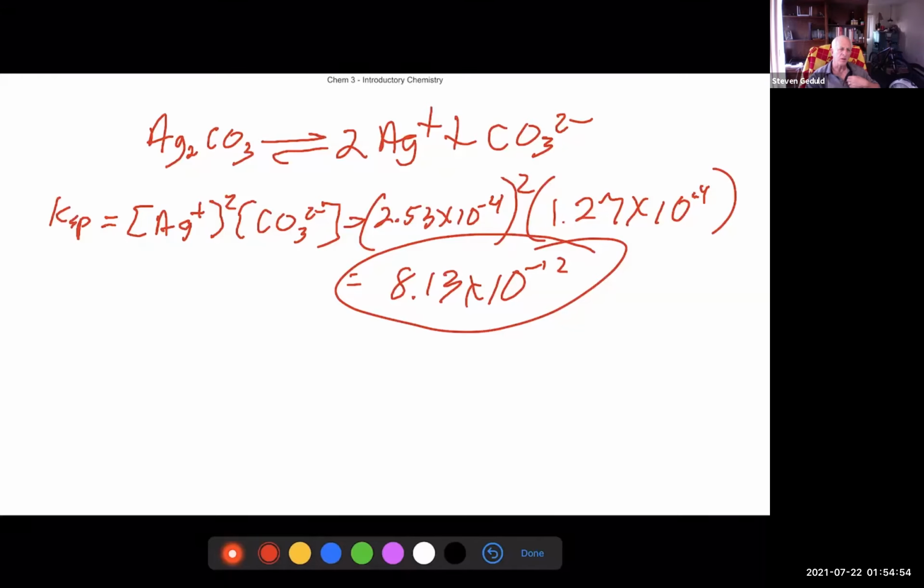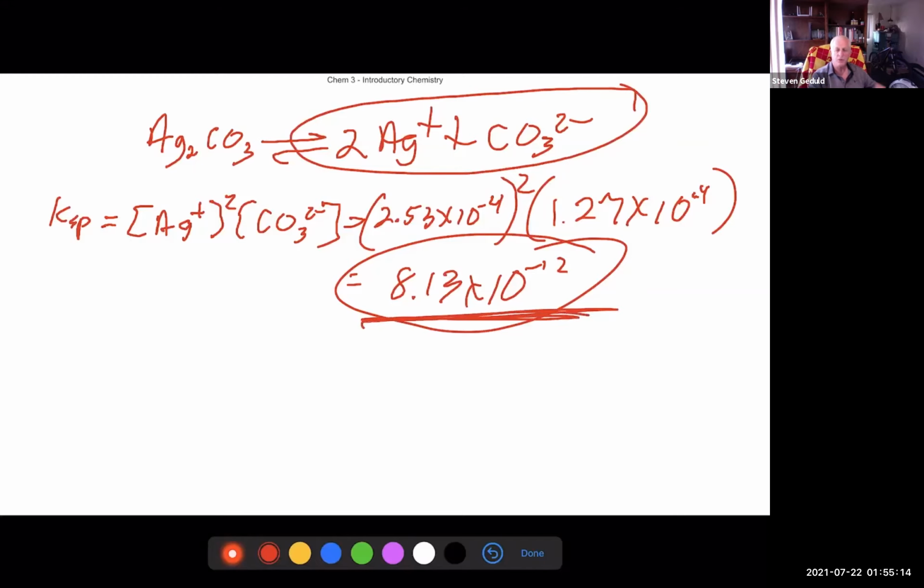Most of it depends on the solubility product. A very high solubility product favors the products, the ions. A very low solubility product favors the reactant, which is a solid. This is a low number. 10 to the minus 12 is a very small number. So it favors the solid, it favors the reactants. If it was very high, it would be the opposite direction.